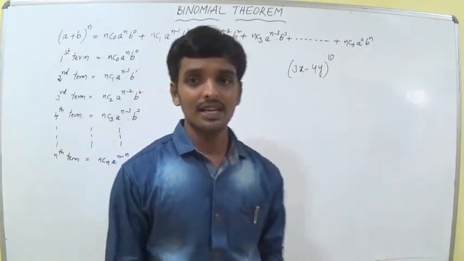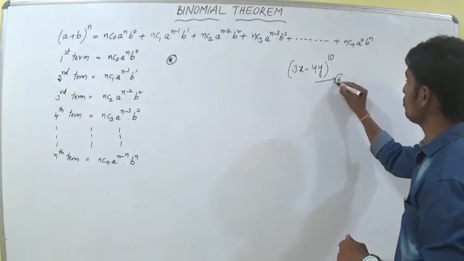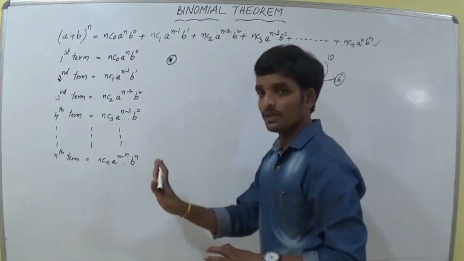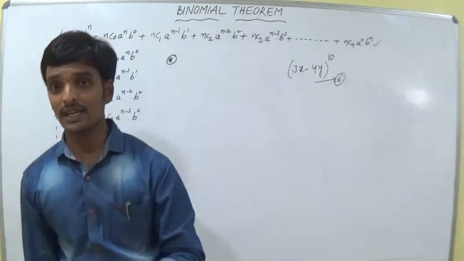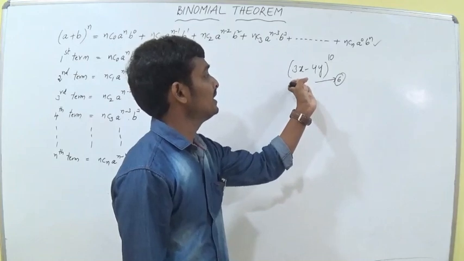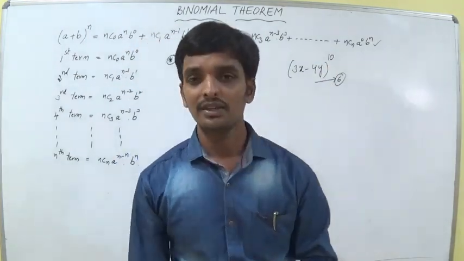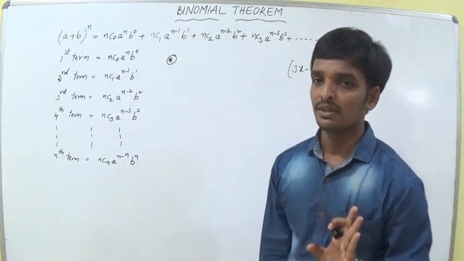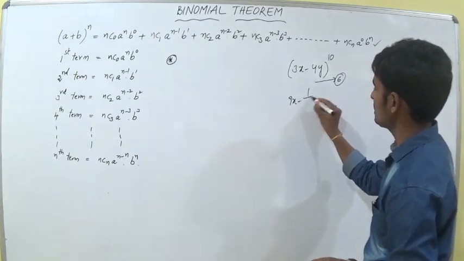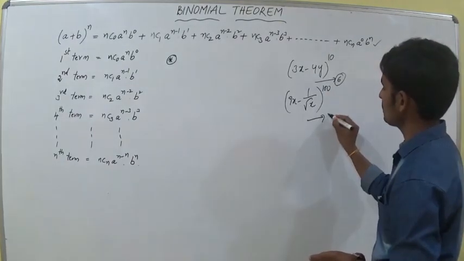In those 11 terms, can you find the sixth term? I don't want you to write the complete expansion, but you have to tell me the sixth term in the expansion of 3x minus 4y whole to the power of 10. Can you tell? Anyone guess? In the same way, a different question: 9x minus 1 by root x whole to the power of 100. I want the 25th term.